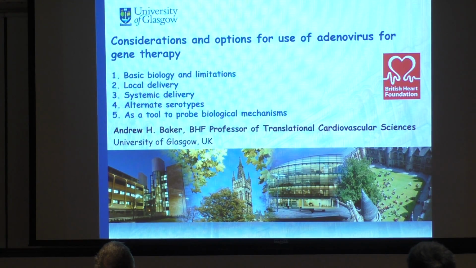So I'm going to talk about adenovirus, some very basic biology of the virus, some of its limitations, its applications in local delivery, systemic delivery. Something I think is really important is use of alternative serotypes. And then lastly, just very quickly, as a tool to probe biological mechanisms, because this may ultimately be the best use of the virus. And I think adenovirus is one of those viruses that really had this huge potential at the start, but there have been a number of problems with it. And we need to learn more about it before it's used most effectively.